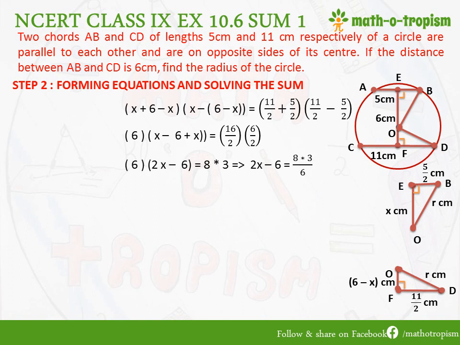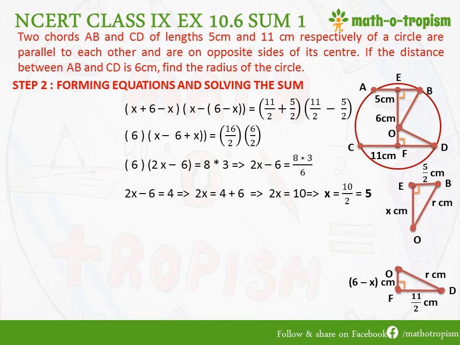So as a result, 6 into (2x minus 6) is equal to 8 into 3, which gives us 2x minus 6 is 8 into 3 by 6, which when simplified gives 4. So 2x minus 6 is equal to 4, and that is 2x is equal to 10, which implies x is equal to 10 by 2, which is 5 centimeters.